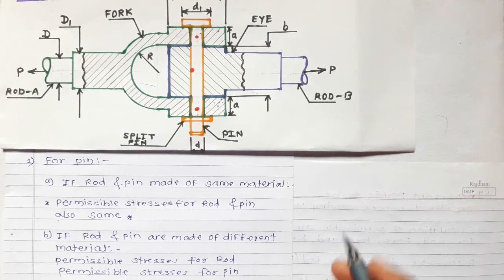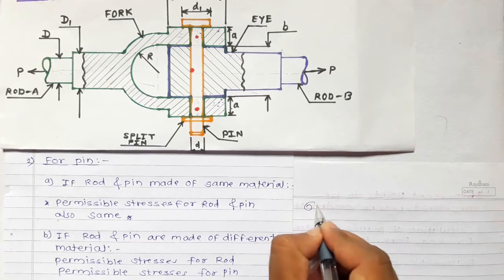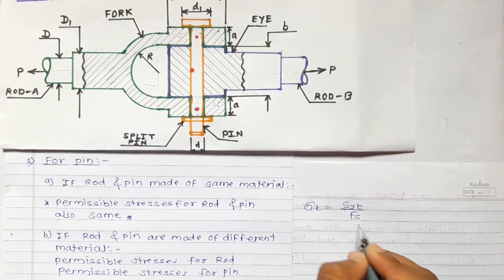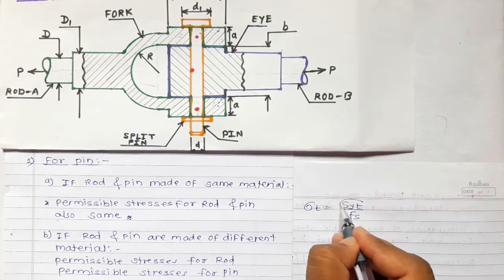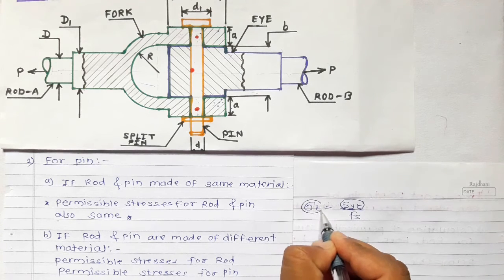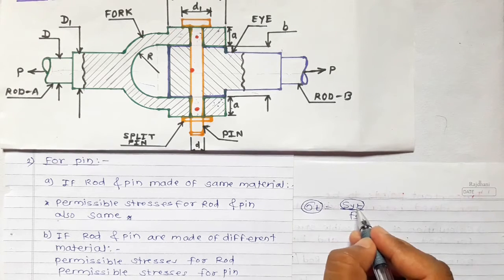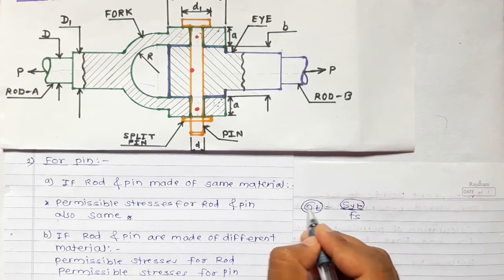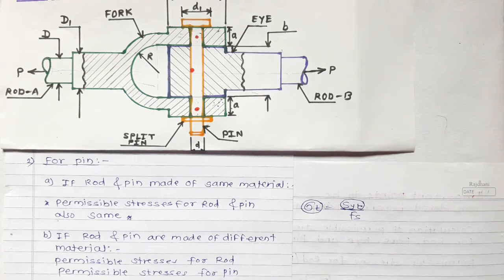As we know, these permissible stresses depend on parameters like SYT and SUT. Permissible tensile stress is given by SYT upon Fs for ductile material, and if the material is the same for rod and pin, then SYT is the same, and hence the permissible tensile stress sigma T will also be the same. But if the material is different, then SYT of rod will be different and SYT of pin will be different, and hence we get different values of sigma T.